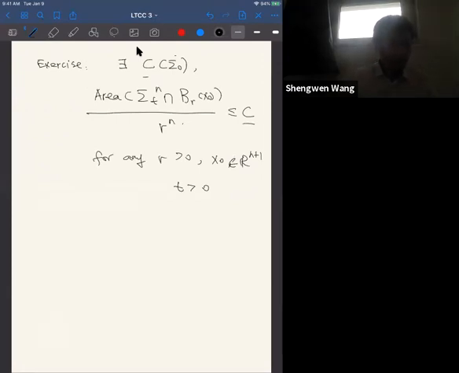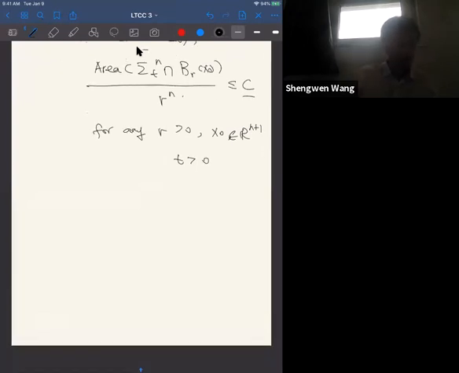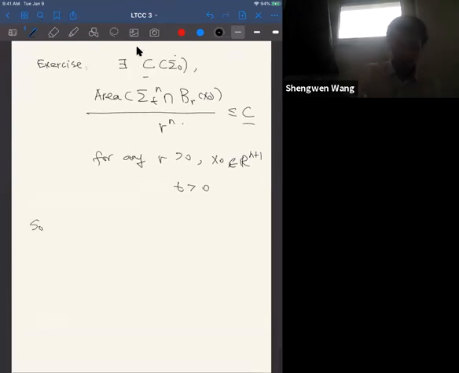Next, as we have said, the self-shrinkers are singularity models of the mean curvature flow. So to study singularities, it's important to have classifications of self-shrinkers. Unfortunately, we don't really have many classification results known for self-shrinkers because it's as hard as the classification problem of minimal surfaces. But in certain situations, we do know some classification results.